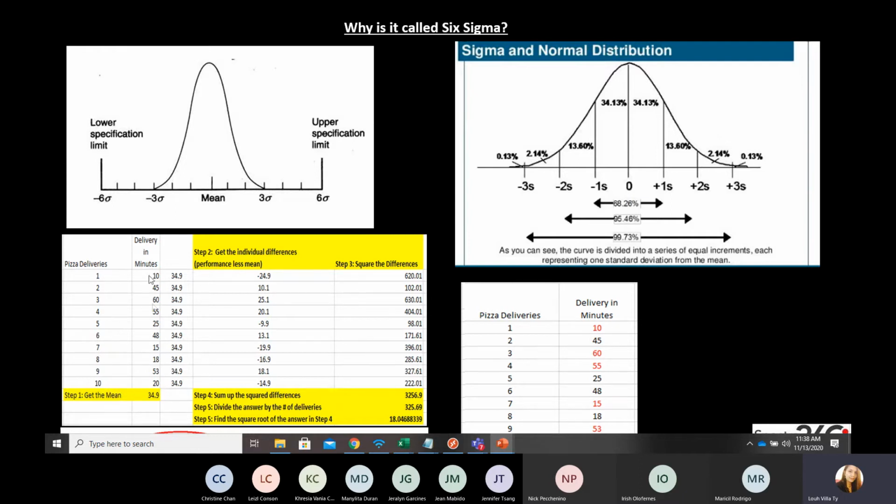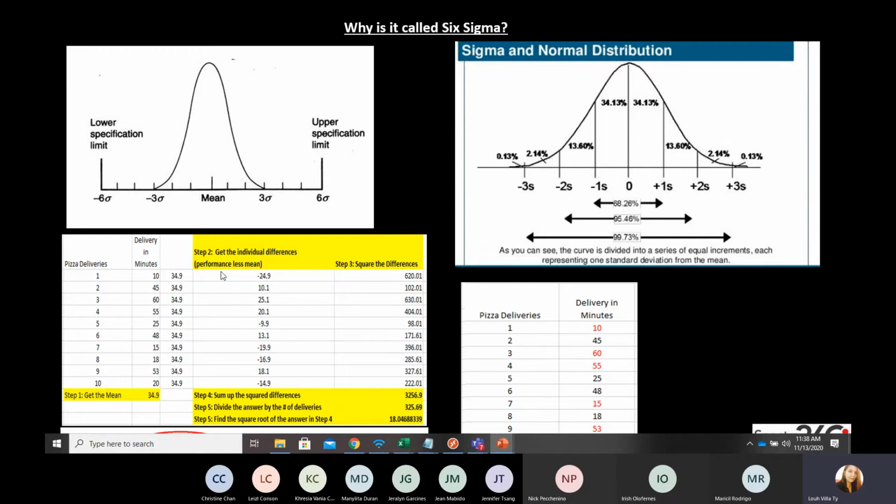Then the second column is the delivery time in minutes. Okay, so the very first step on how to get the standard deviation is to get the mean. Mean is similar or synonymous to average. I just totaled everything and divided by 10. The mean is 34.9.